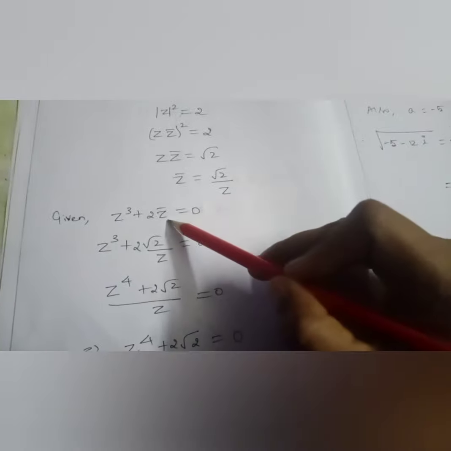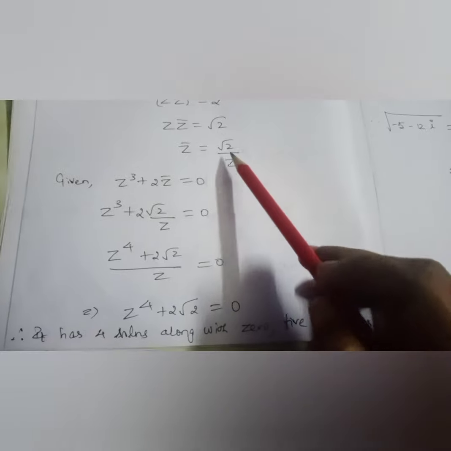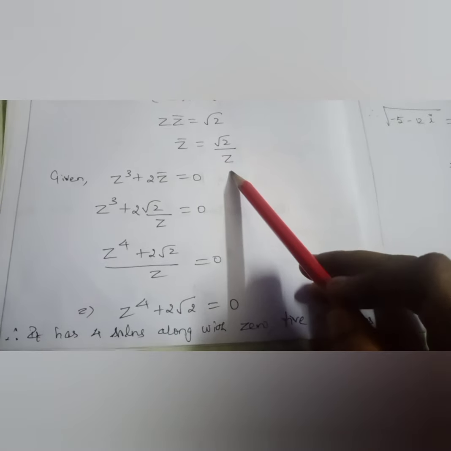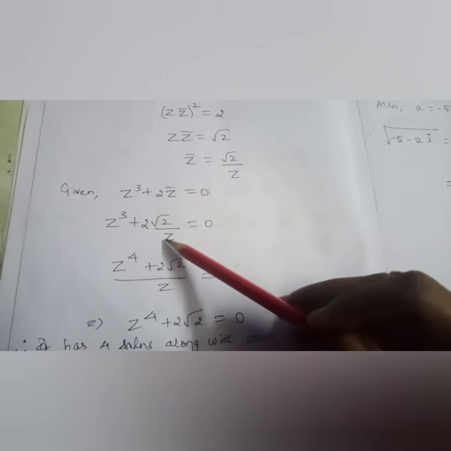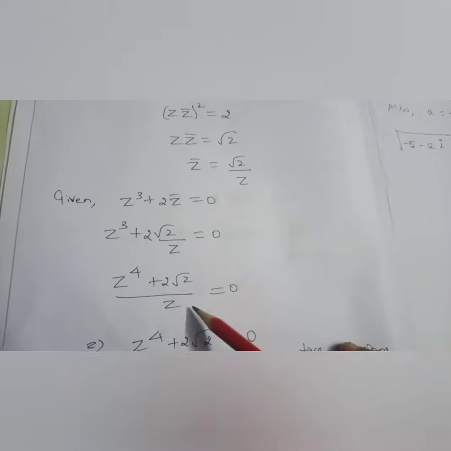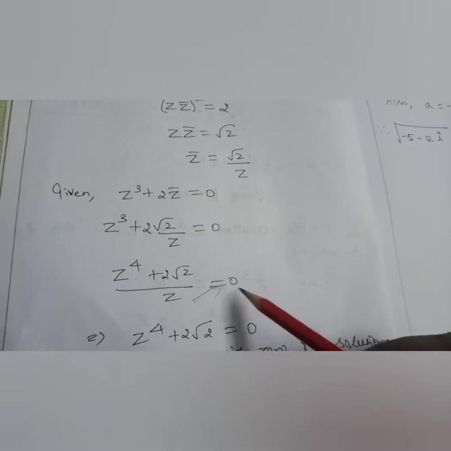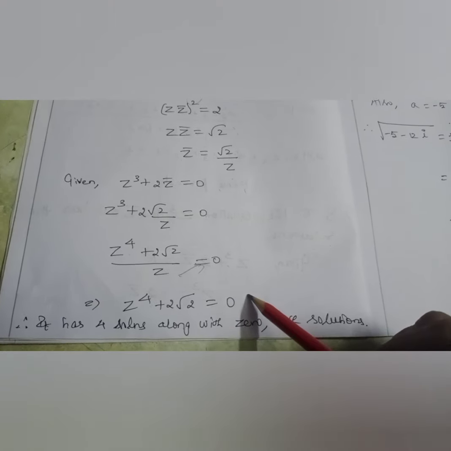Now I will go back to the question. Z cube plus 2 Z bar is equal to 0. And what is my Z bar value? That is root of 2 by Z. So I will substitute it here. 2 root 2 by Z. Now when I take LCM, this will become Z cube into Z is Z power 4 plus 2 root 2 by Z, and when this Z goes to the other side, Z into 0 becomes 0. So I am getting it to be Z power 4 plus 2 root 2 is equal to 0.